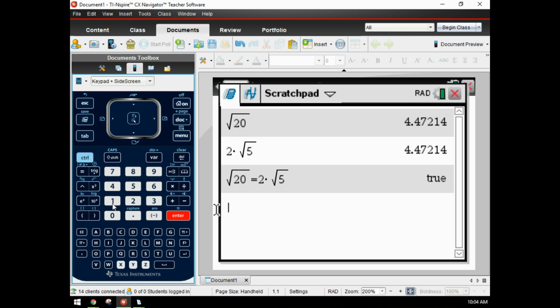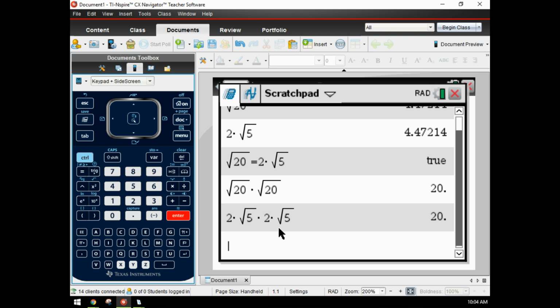Okay. Now, if I take the square root of 20 and I times it by the square root of 20, I get 20. So if I do 2 square roots of 5 times 2 square roots of 5, am I going to get 20? Mm-hmm. Yes.